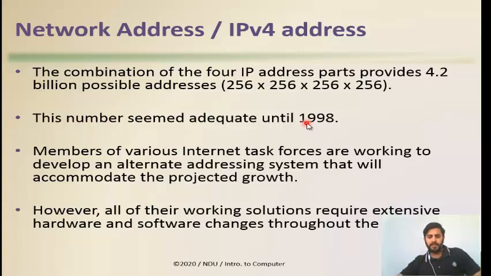So nowadays we need some other solution, because that is not a possible option when working with the IP version 4 addressing scheme. 4.2 billion was good up till 1998. After that time we moved towards more IP-addressed devices, so we need more IP addresses to resolve this problem. Scientists worked on this, and they came up with a solution: we need another type of addressing scheme, and that addressing scheme is called IP version 6.